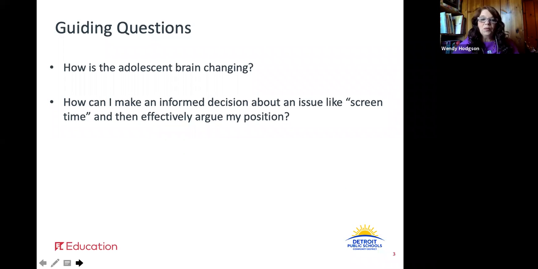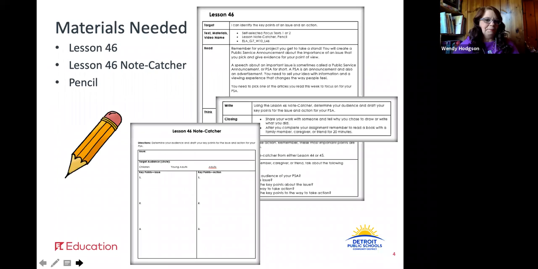And the other one is really driving close to home today. How can I make an informed decision about an issue, like screen time, for example, or social media, or trusting the news? You put anything you want in that blank. And then effectively argue my position with facts, with evidence, and with conviction. You really want to have a strong opinion that is based in not just ideas, but evidence from the articles that you've been reading.